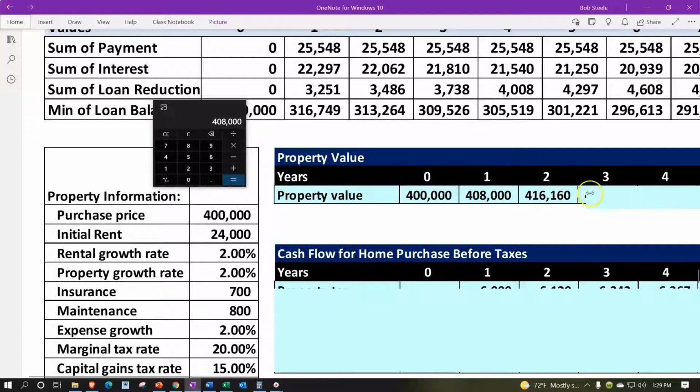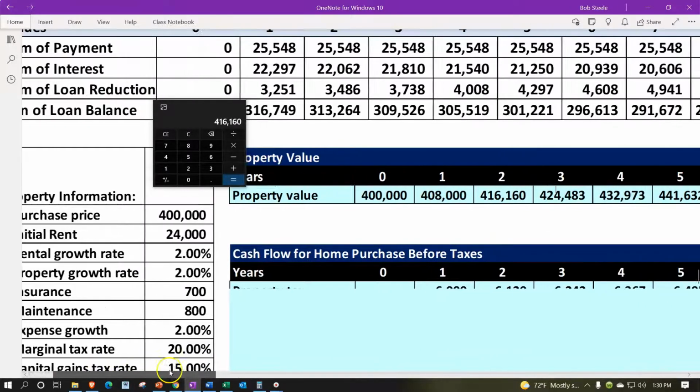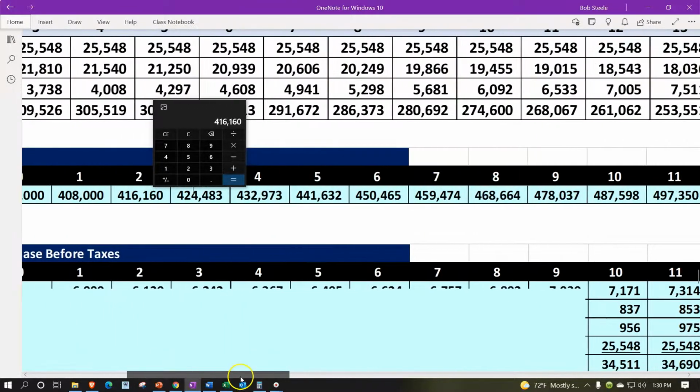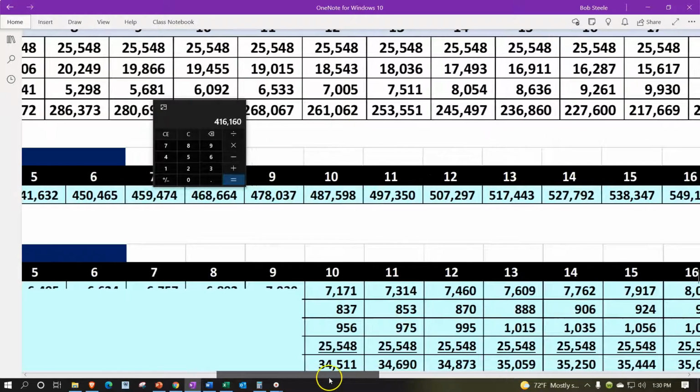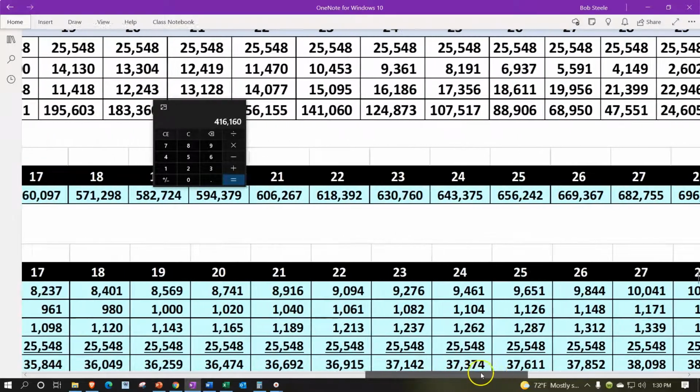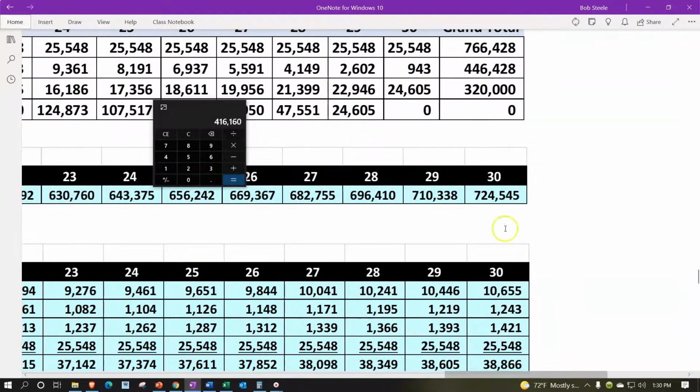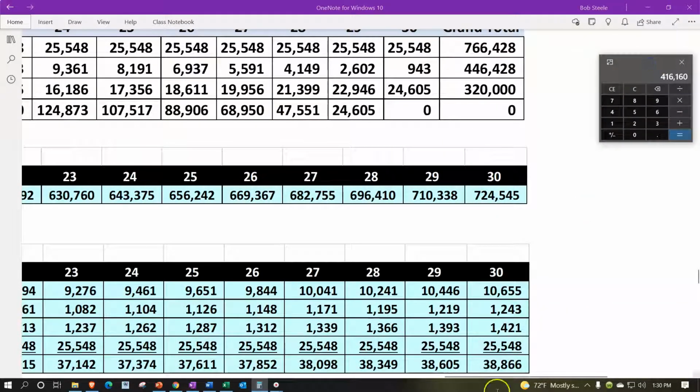If we did the same for year two, we could take that 408 times 1.02, or 102%, and that would give us 416,160, and so on. If we did that all the way out, you could see this increase, even at simply 2%, can be quite significant due to the fact that we're starting off with a fairly high number. So we're up to 724 after the 30-year time frame.